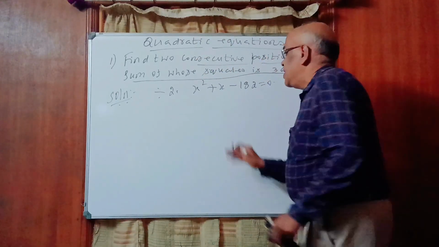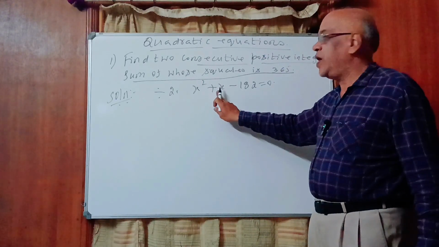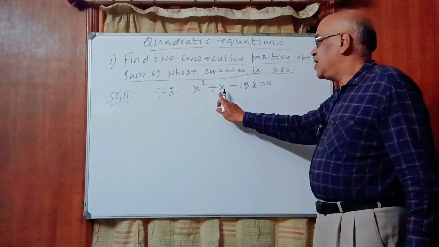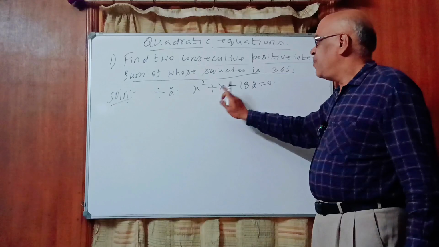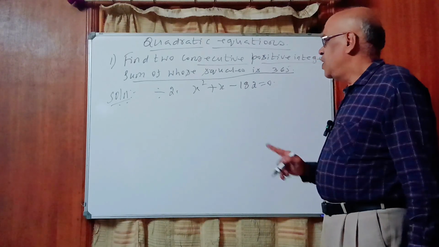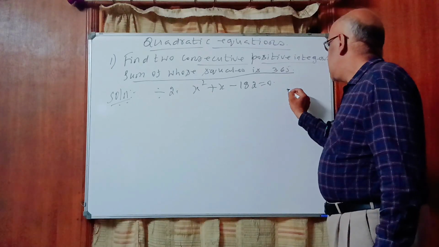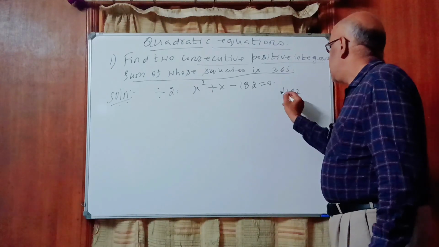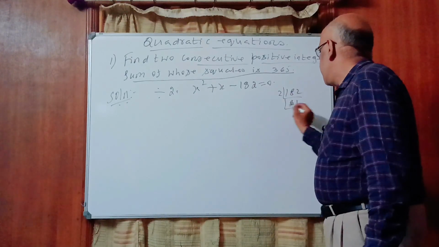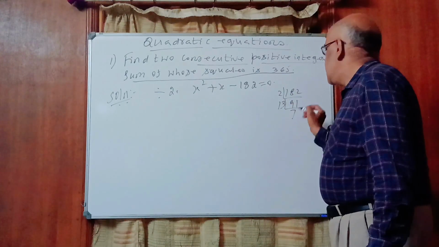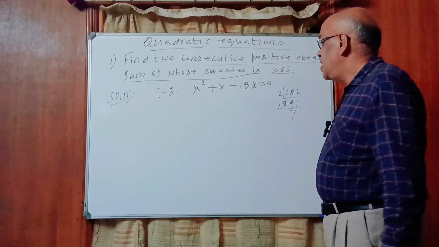Find two numbers such that their difference should be 1. What is the x coefficient, children, here? 1. We have to find two numbers such that we split the middle term x, whose coefficient is 1, such that the difference should be 1 and the product should be 182. What are the numbers, children? 182 divided, 2 9s are 18, 7 13s are 91. What are the numbers, children? 14 and 13.